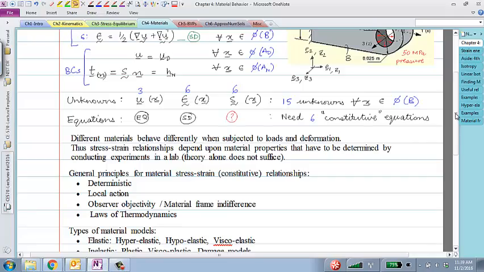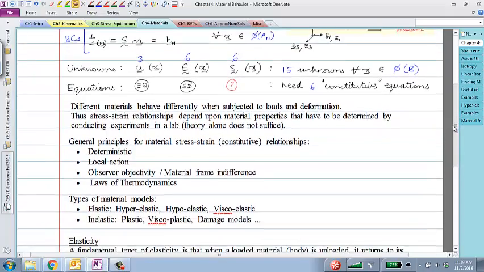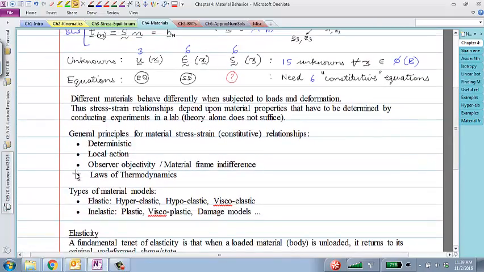So there are some general principles in developing these types of models that relate stress and strain. I'll try to describe them quickly here. One is deterministic, which means that if you have a material model and you give it... so what does a material model do? It takes in strain and it gives out stress. You give me strain, I'll tell you what the stress at that point is.